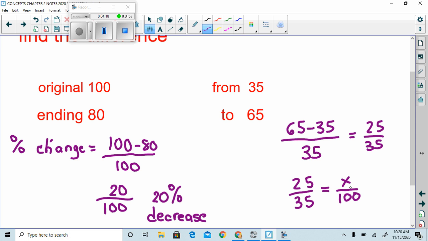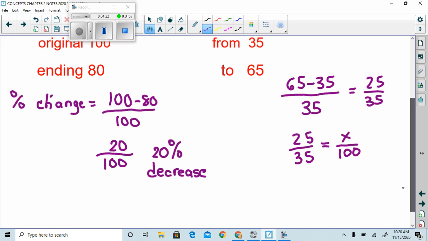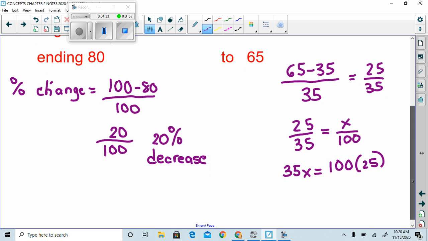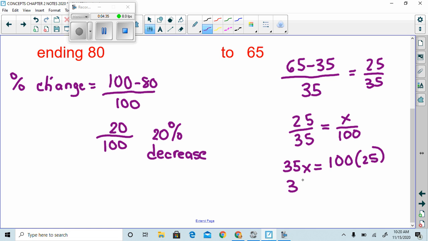This number is not 100 here, and it's not compatible to 100, so I need to use my cross products. I'll have 35x is equal to 100 times 25, and again, I'm doing all the steps. Some of this you can eliminate. As you're doing it, you can say, oh, well, 100 times 25 is just 2,500. And now you'll divide. Here's where you want to pull out your calculator. This is not the kind of calculation you want to do in your head.